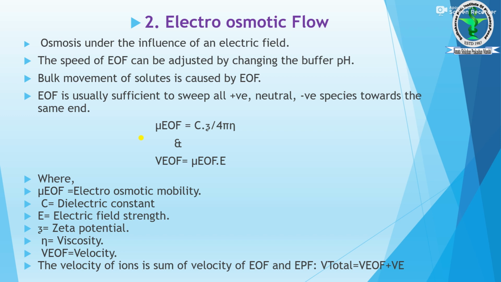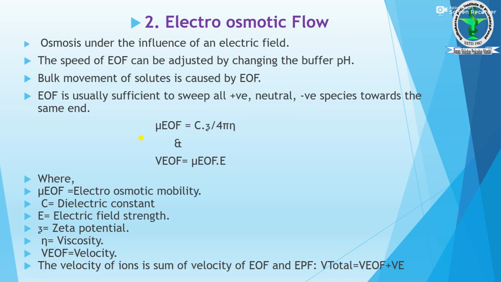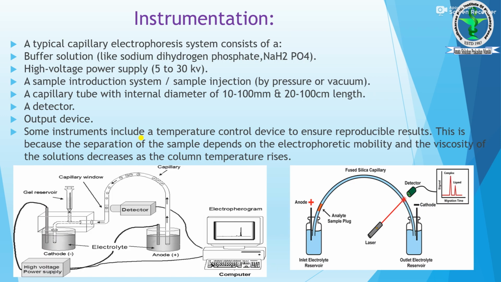So the velocity of the ion is the sum of velocities. Sum means addition of the velocity of EOF, electroosmotic flow, and the electrophoretic flow, EPF. V total is equal to VEOF plus VEP. Okay, so that is theoretically all.